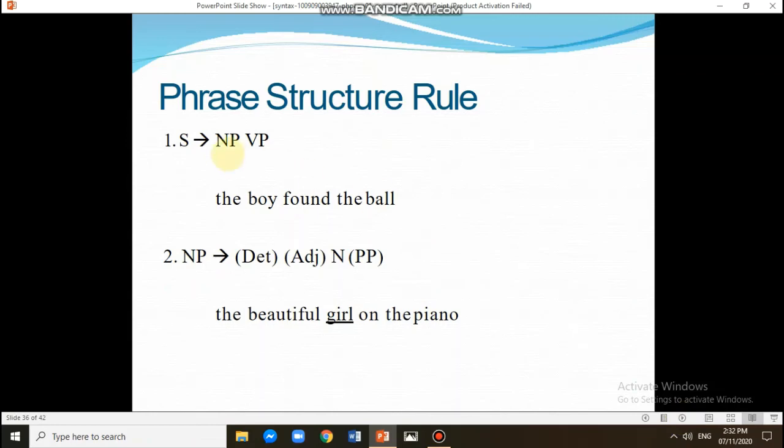So example, mao ni siya ang basic sentence, noun phrase and a verb phrase. As a noun phrase here, the boy, and verb phrase, found the ball. So mao ni siya ang structure sa sentence. Second, noun phrase, example, kani siyang structure nga determiner, adjective, noun or prepositional phrase. So determiner is the, beautiful is the adjective, noun is the girl, and prepositional phrase is, unsa tong structure sa prepositional phrase? A preposition and another noun phrase. So preposition on, the noun phrase, the piano. So di ba klaro ra kaayo?